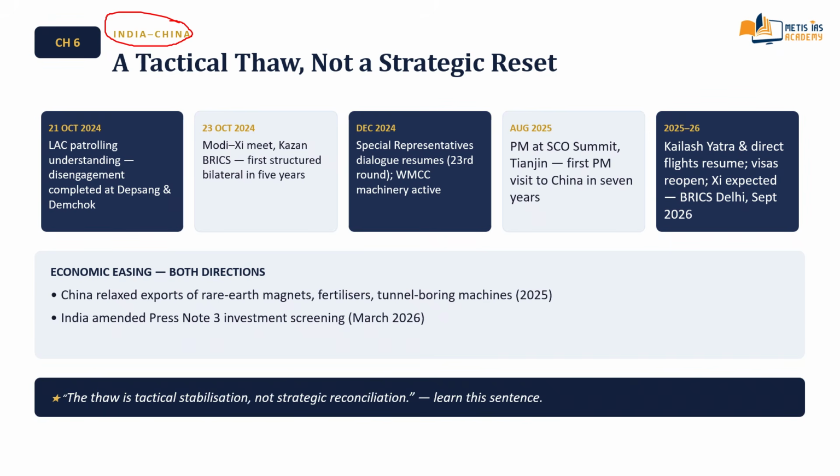What is that reality? India and China cooperate in BRICS, the Shanghai Cooperation Organization, the G20, climate negotiations, and issues relating to the global south. At the same time, they compete in regional influence, technology, manufacturing, connectivity, maritime presence, and strategic partnerships. Therefore, India China relations cannot be understood through a single label. They represent a relationship of managed competition with selective cooperation.